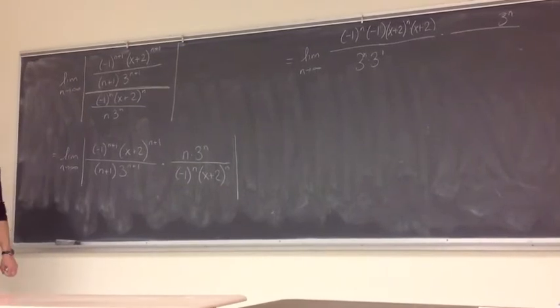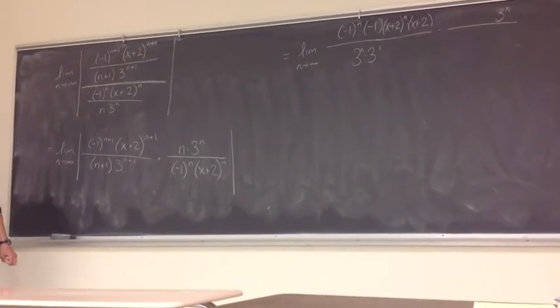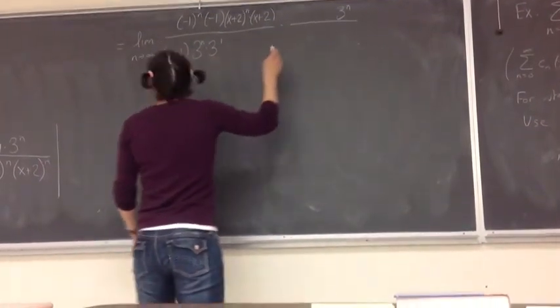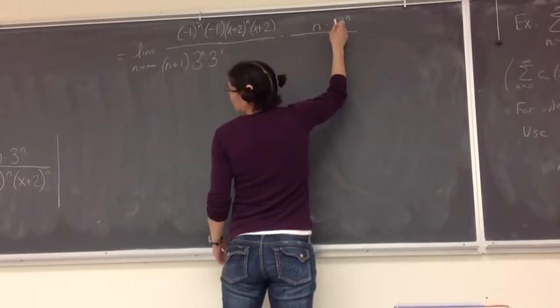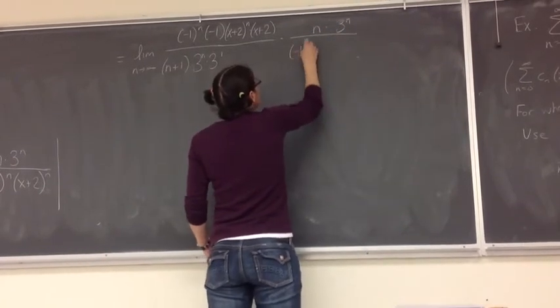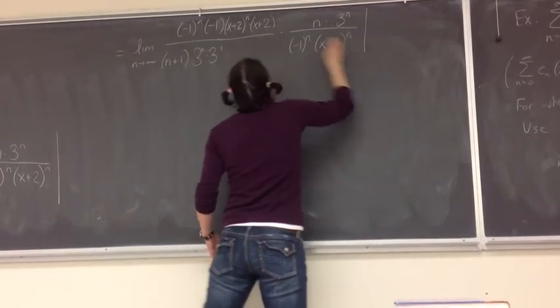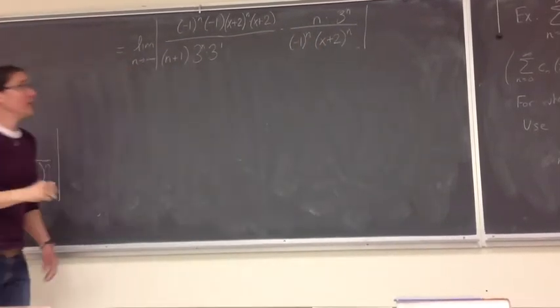Okay, yeah, so I think we're about done with all of the adjusting that we can do. Let's fill in the rest of the terms. We've got our n plus 1. We've got our n times 3 to the n over negative 1 to the n times x plus 2 to the n. And all of this is inside absolute value bars.